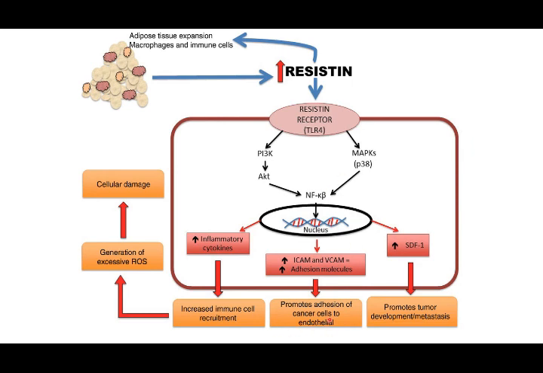Again, cancer cell adhesion, metastasis. You can see this diagram, it is a complex mechanism. But resistin is something that, if it is increased, it is bad. So leptin, if it is high, it is good, but resistin and adiponectin, if they are less, that would lead to problems.